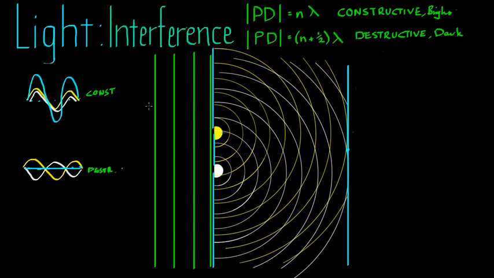So if we put light towards these two slits, this is called Young's double slit experiment, and then the light passes through those slits and ends up on some kind of screen, we expect that bright and dark pattern of light to appear.